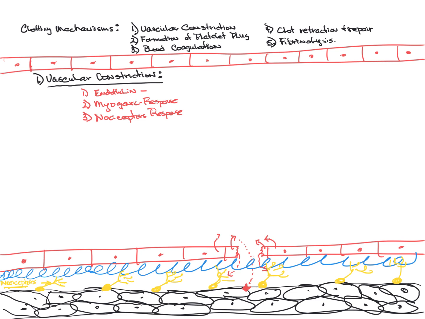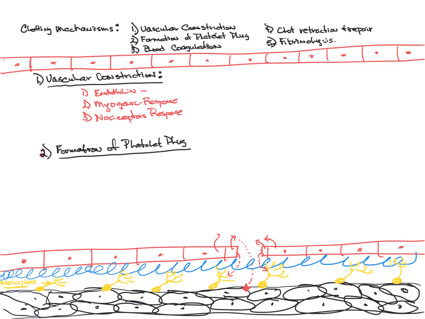Now, the second step we want to look at is going to be step number 2. Let me put this in blank here. Step number 2 is going to be formation of the platelet plug. And how does that happen? Well, okay, when we look at this again, we go back down to our traumatized cell where it's injured.